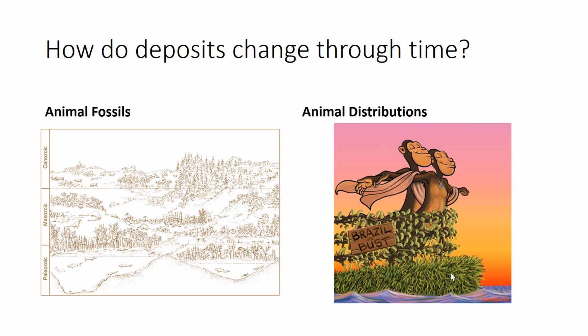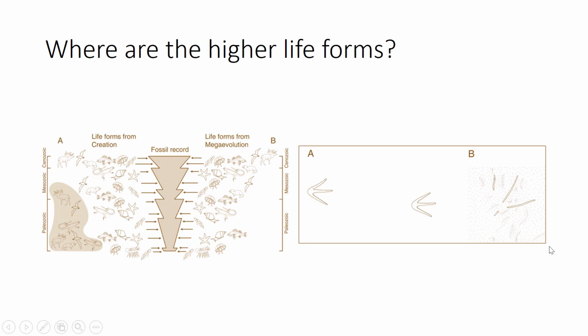But how do distributions change? In Paleozoic and Mesozoic deposits, animal distributions are a little bit more, not chaotic, but maybe less predictable. But once you get into Cenozoic deposits, you basically find fossils living in the same area where their close relatives live now. And so animal distributions change a great deal.